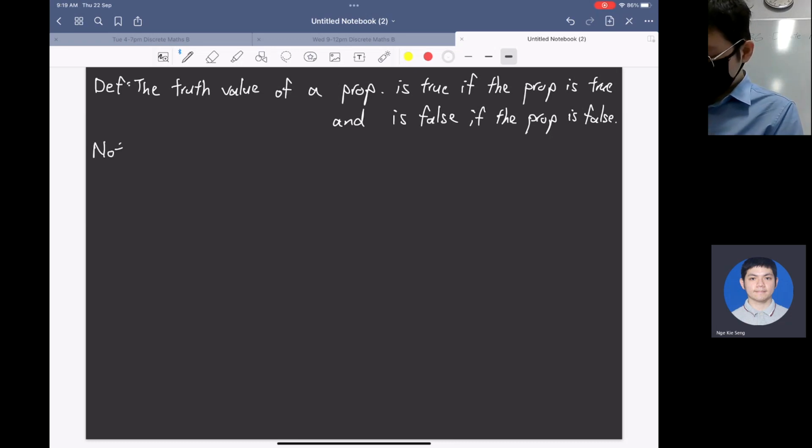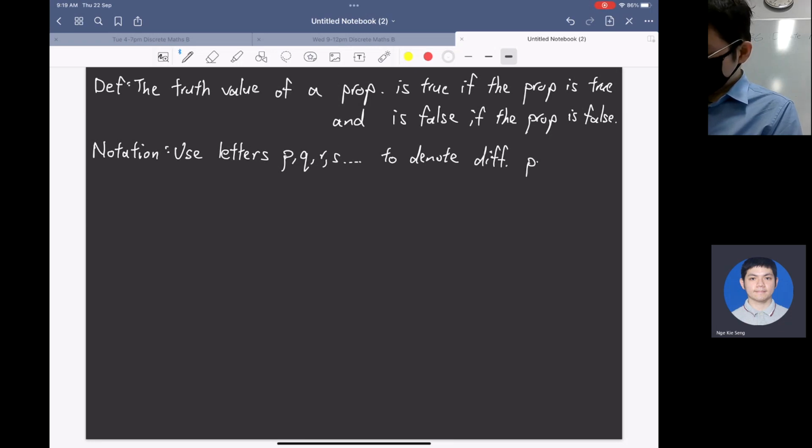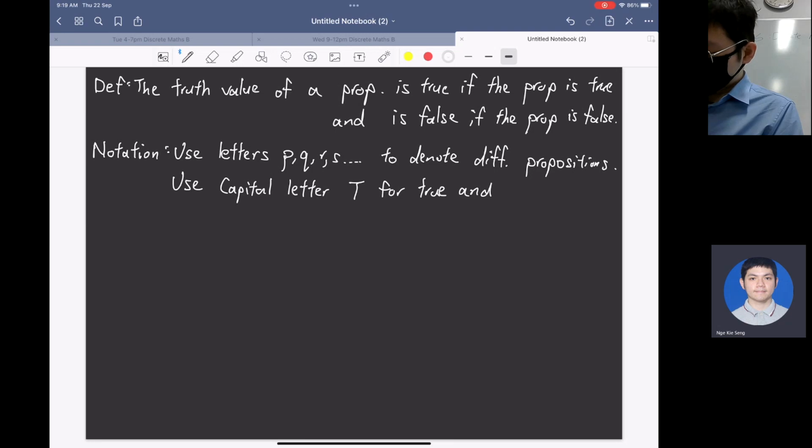So, notation. Typically, we will use letters like P, Q, R, S to denote propositions. And we will use a capital letter T to denote true, and F for false.